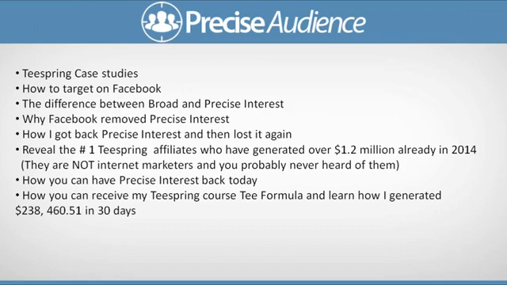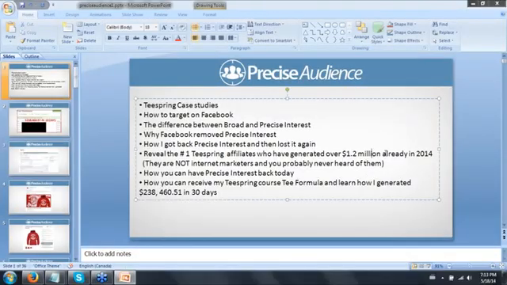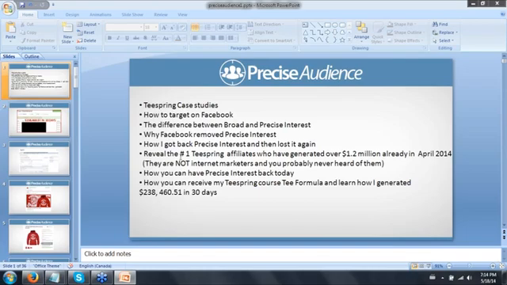Then I'm going to reveal the #1 Teespring affiliate, and these guys have generated over $1.2 million. And actually, you know what? I made a typo here. Let me go fix that right now. It's not in 2014, that's in April of 2014. These guys are huge. They're #1, and they're not internet marketers, so you probably haven't heard of them.